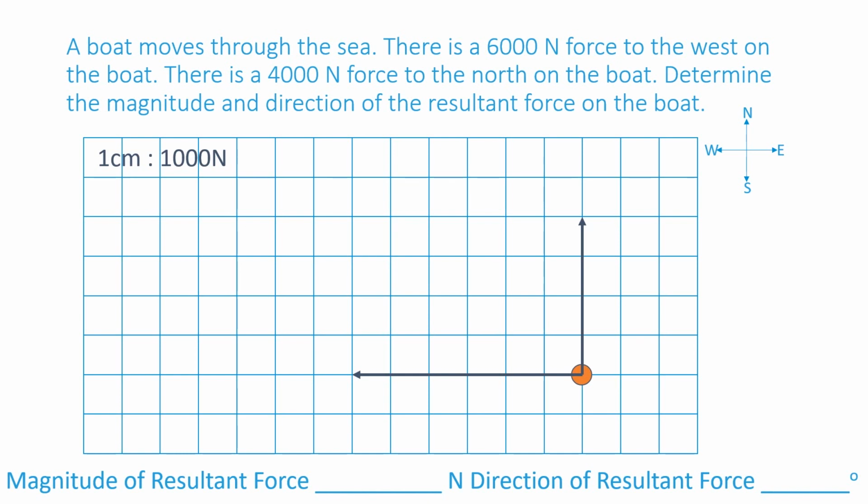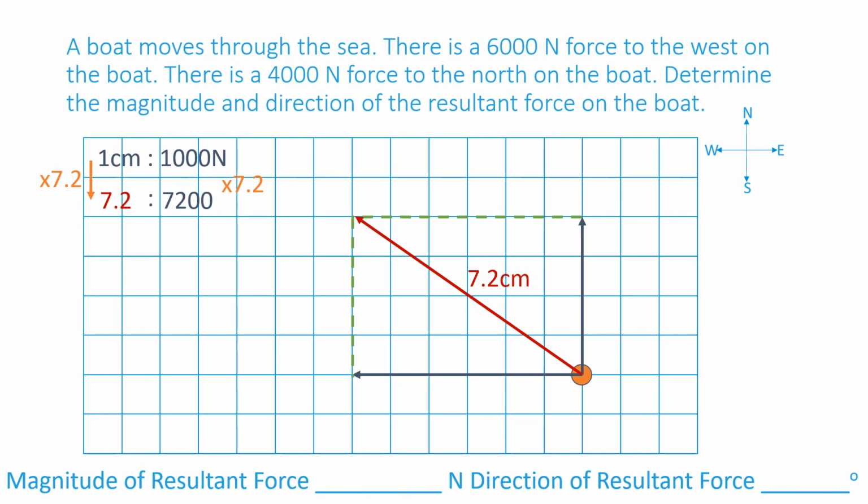I now need to construct my parallelogram and add on my resultant force, like so. Measuring the length of my resultant force gives me 7.2 centimetres. Again, to convert in my scale, I'm multiplying 1 by 7.2, and I need to do the same to the other side. Doing this gives me a force of 7,200 newtons.